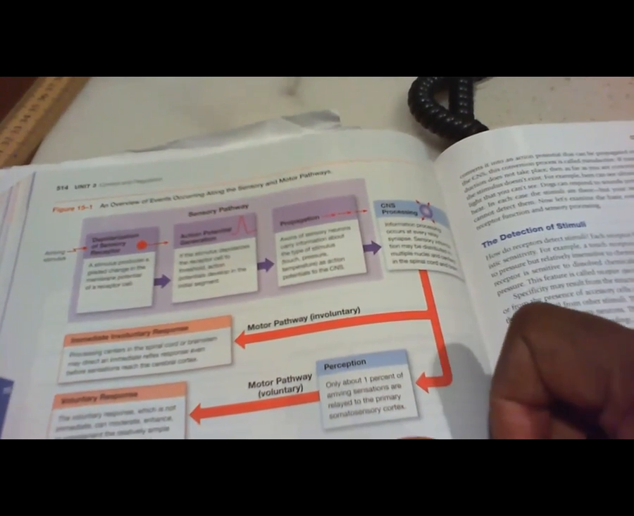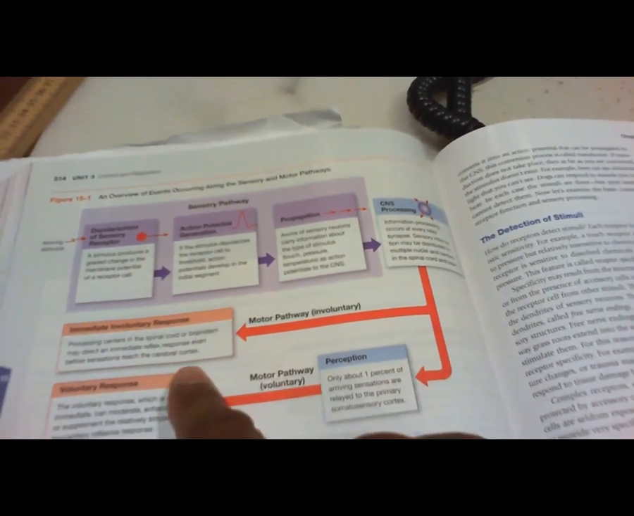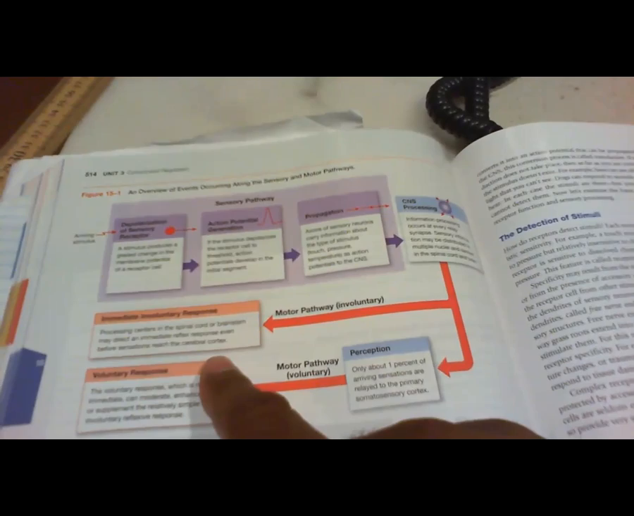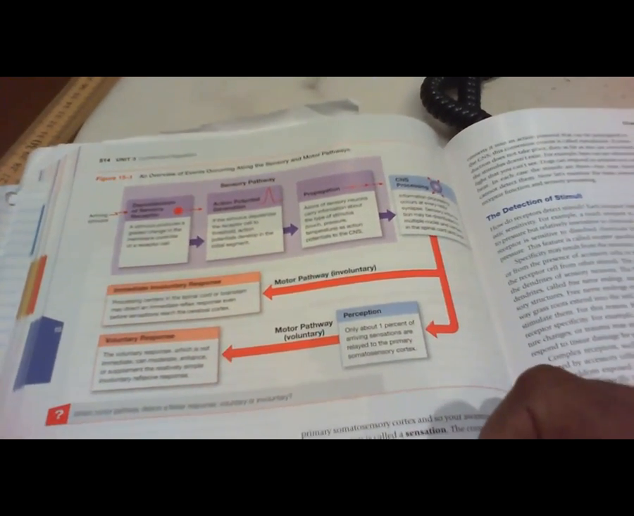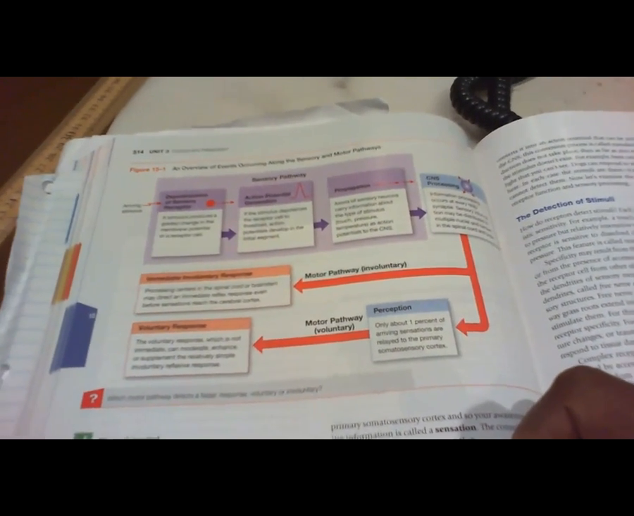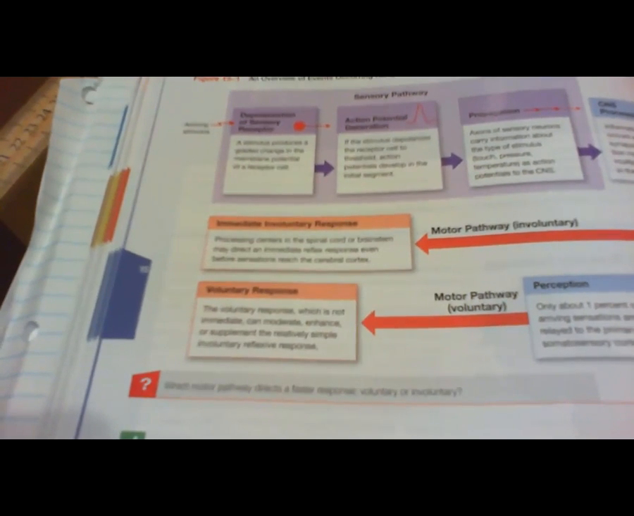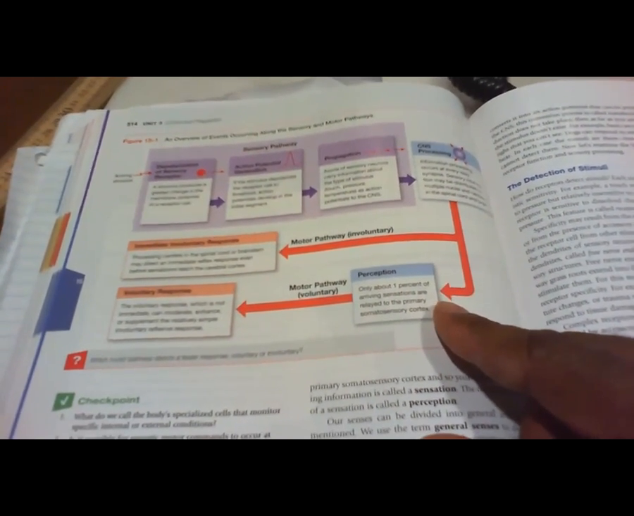Okay, now there's got to be some response. It could be an involuntary motor pathway, and it could be an immediate response. Processing centers in your spinal cord and your brainstem could direct an immediate reflex response even before those sensations reach your cerebral cortex. All right, you could also have more of a voluntary pathway.